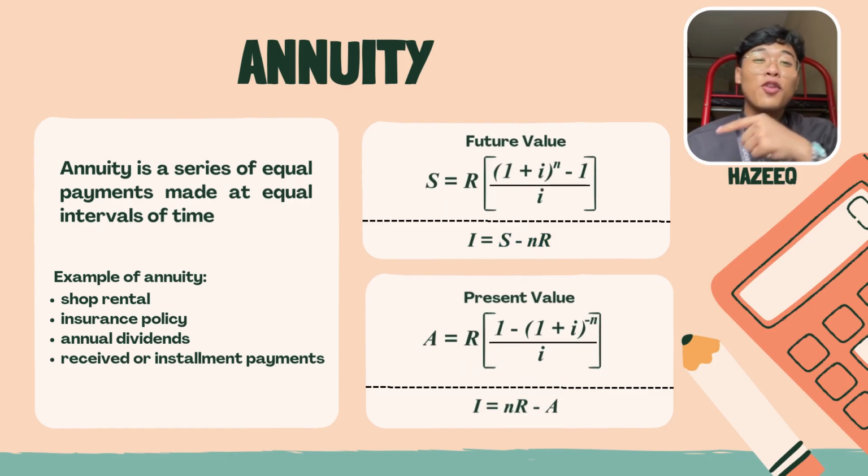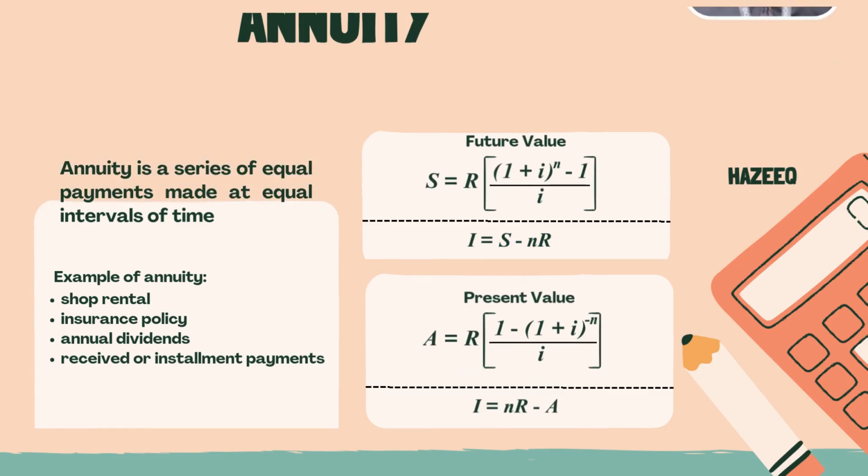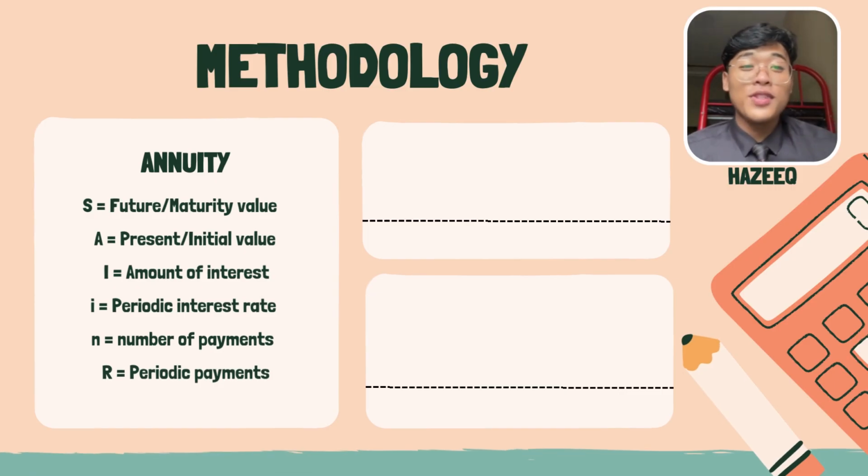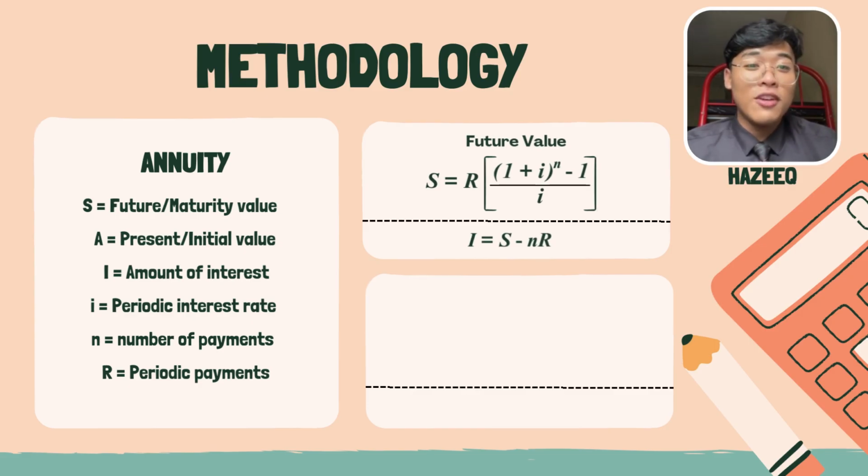And this is some of the formula for annuity. In annuity, we must know 6 terms, which is S equals future value, A is for present value, capital I is for amount of interest, I is periodic interest rate, N is for number of payments, and capital R is for amount of periodic payments. And for future value, the full formula is capital S equals capital R multiplied by bracket 1 plus I, the power of N, negative 1, over I. To find the interest in future value, it is equal to capital S negative N multiplied by R.